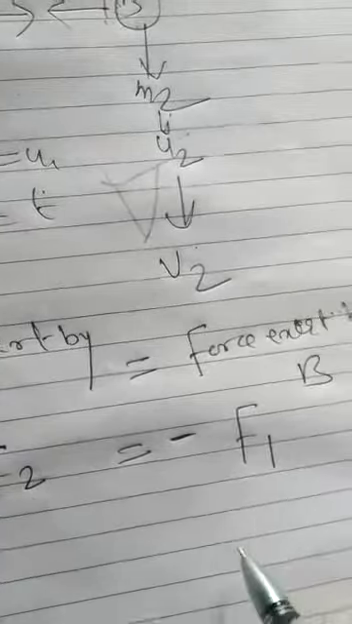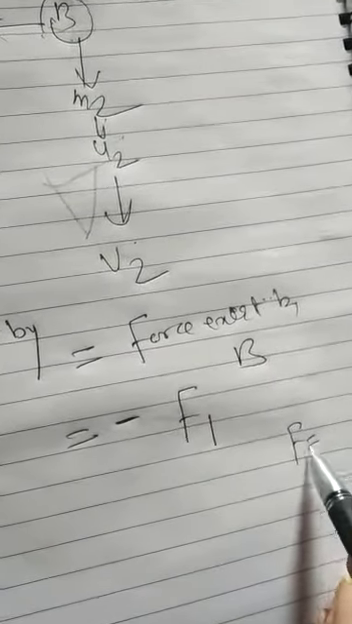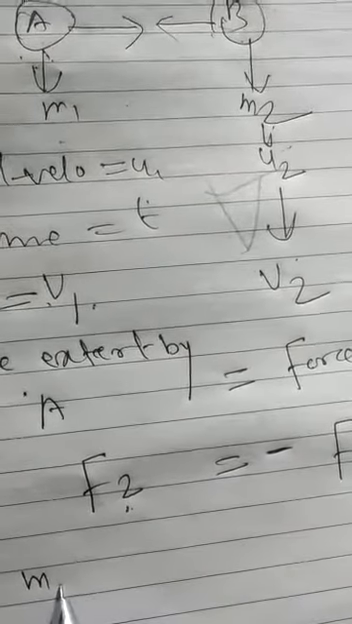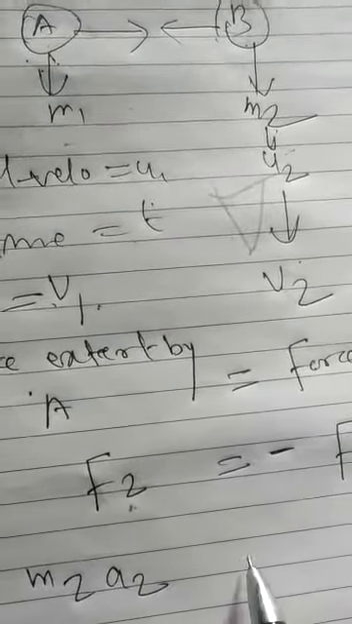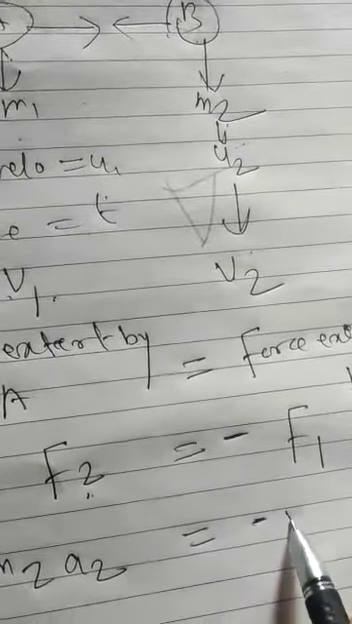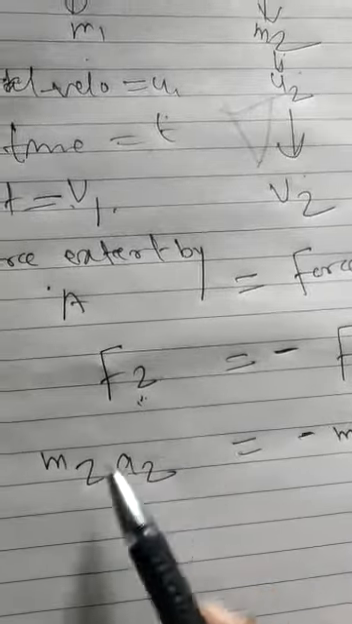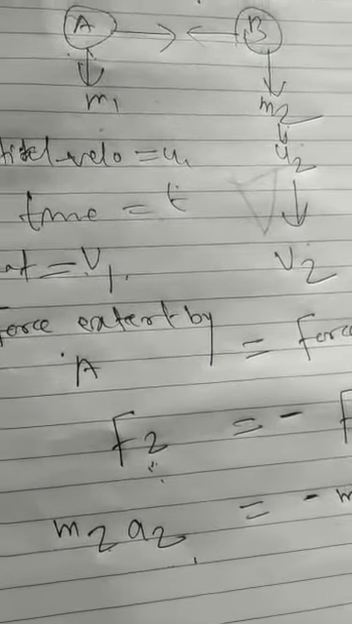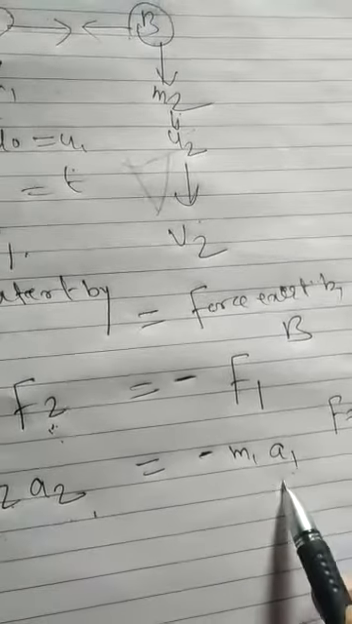So now we know that F equals m a, right? So we write F2, that is m2 a2, equals minus m1 a1. Force is mass into acceleration. F2 is m2 a2 and F1 is m1 a1. Is it clear?